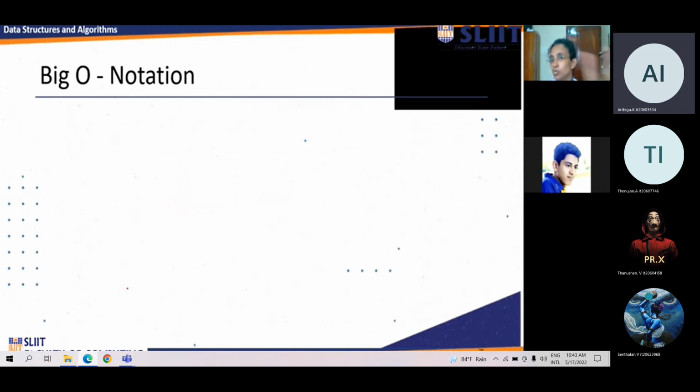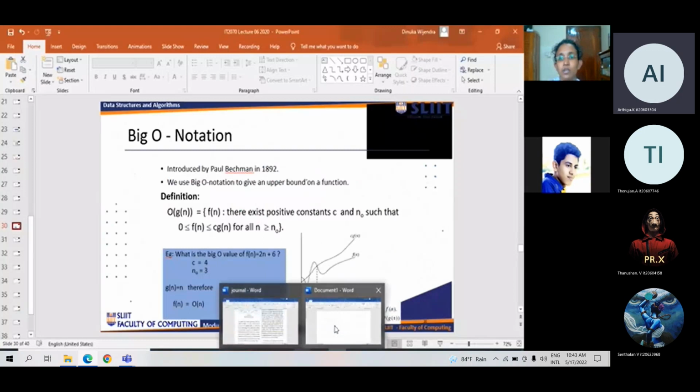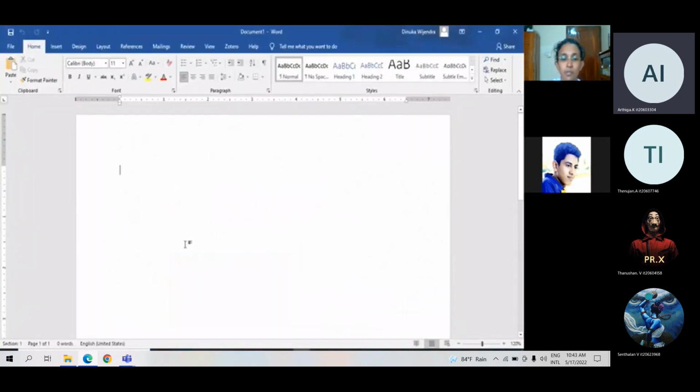I'm not going to go through the lecture slide because everything is there, but I will do it in my Word document or something. So I'm going to talk about big O notation. Just look at this. If you think about the definition, it is like this, right? You don't need to memorize this by heart.